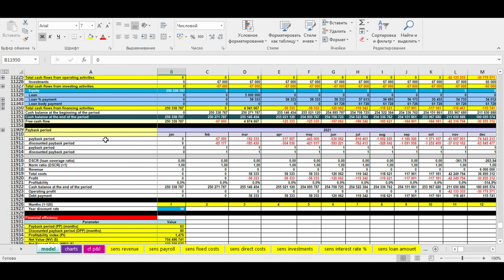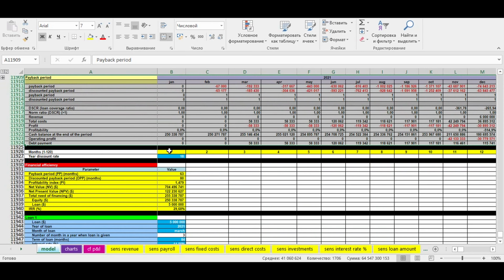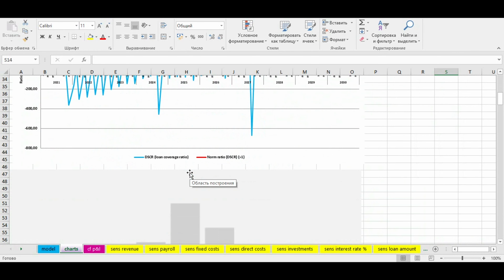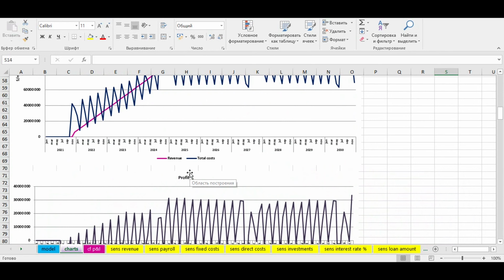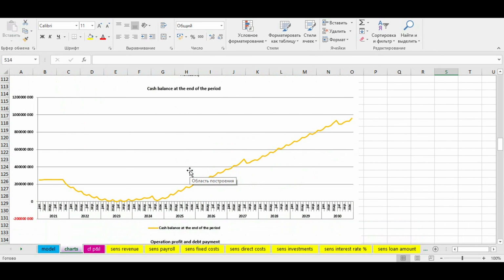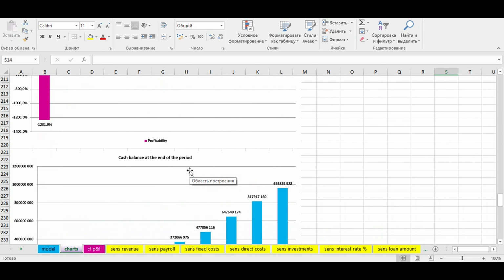After cash flow statement, you can see lines with profit and profitability. Then you can set a discount rate and look at the final financial efficiency parameters of your business idea. Now you can see the graphic illustration of your business idea. Here, we see in monthly detail simple and discounted payback period, loan coverage ratio, revenue and total expenses, profit, profitability, cash balance, cumulative profit, operation profit, and loan payment. Then you have the same information done yearly.